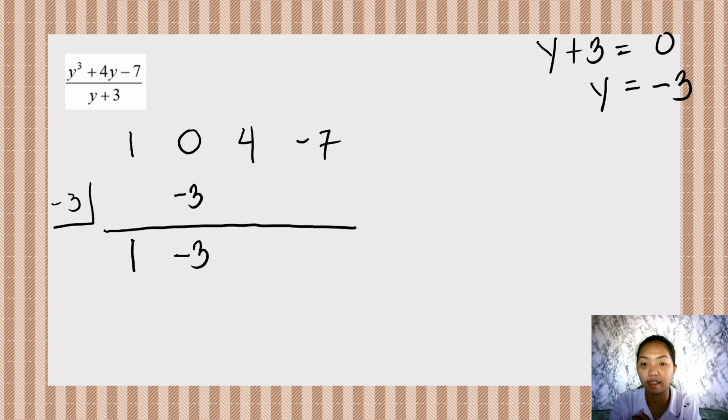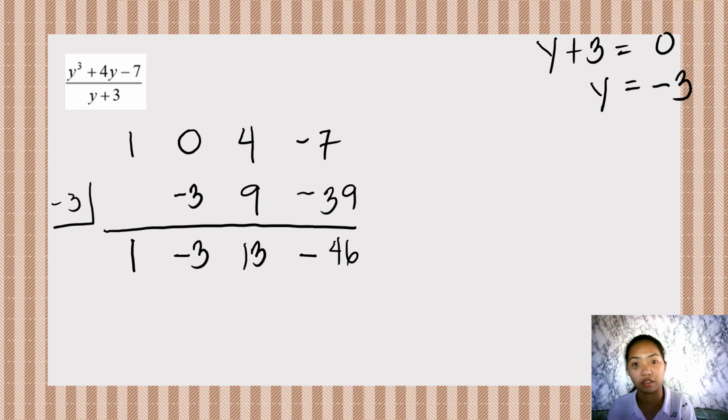And then all of the numbers below the equal sign should be multiplied by the divisor. So negative 3 times negative 3, that is 9. And then we combine 4 plus 9, that is 13. And then 13 times negative 3, that is negative 39. And then we combine the two, we have negative 46. So here we have a remainder because we did not come up with a 0 answer.